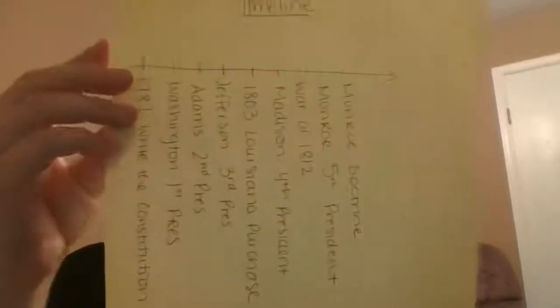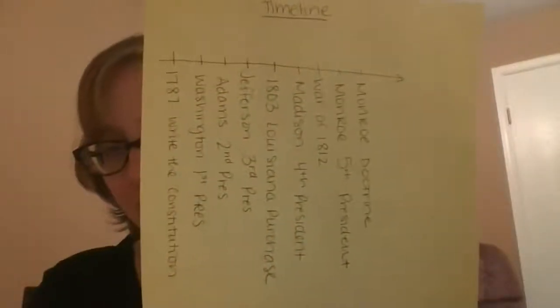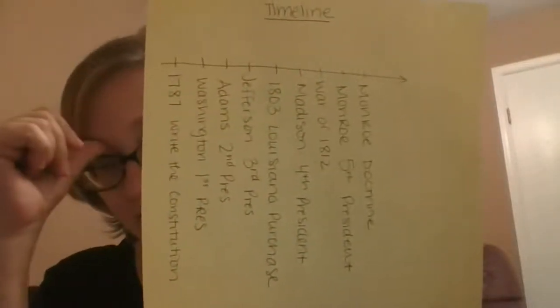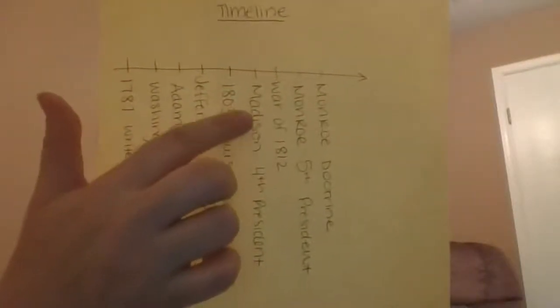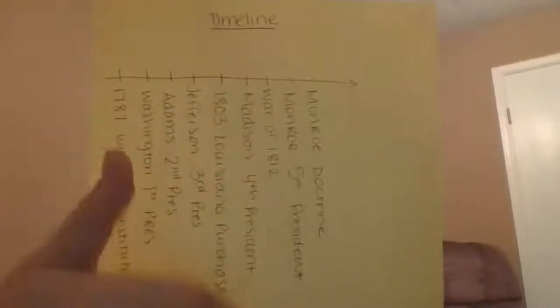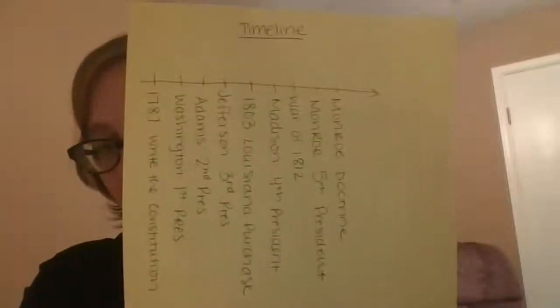Now, going back just a little bit in time, 1787 is a hot date. That's when we write the Constitution. Then we get George Washington as president, then John Adams, then Thomas Jefferson, who makes the Louisiana Purchase in 1803. That is also a hot date. And then Madison is our fourth president, and the War of 1812 happens while he's president. And then the Monroe Doctrine happens while Monroe is president.